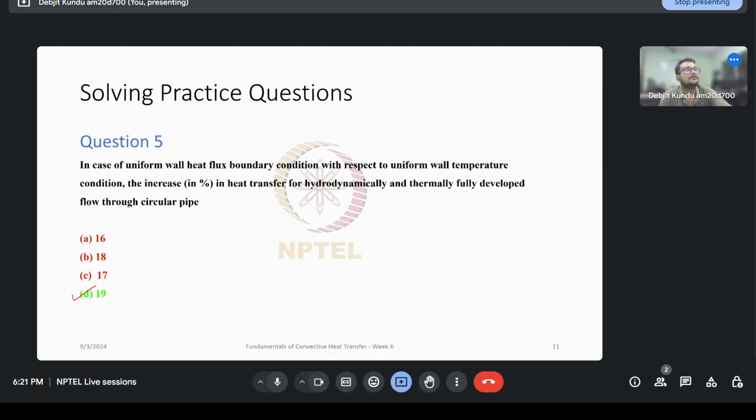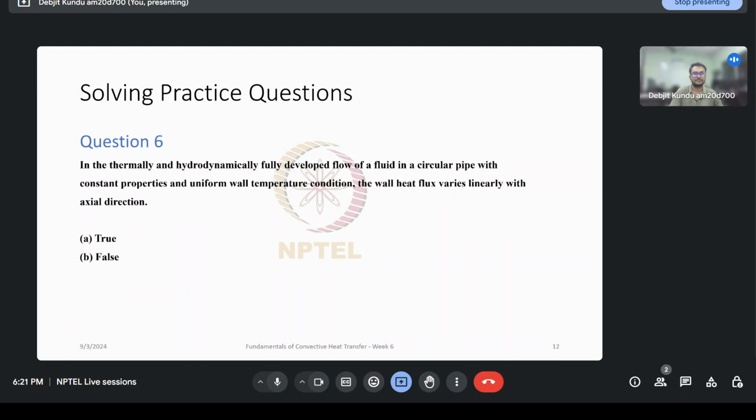So moving on, we'll move on to question number 6 now, which is asking us that once again we have a circular pipe with thermally and hydrodynamically fully developed flow through it with constant properties and uniform wall temperature condition. What happens to the wall heat flux? The wall heat flux varies linearly in the axial direction. Is this statement true or is it false? That's the question.